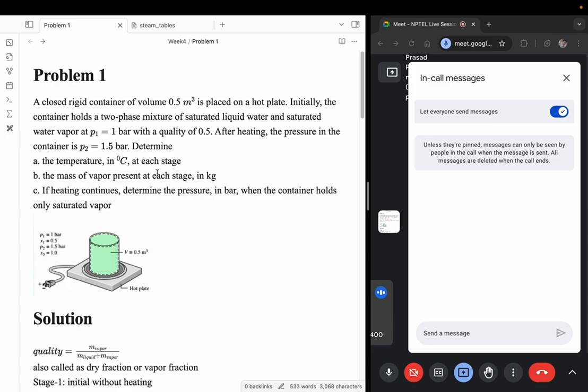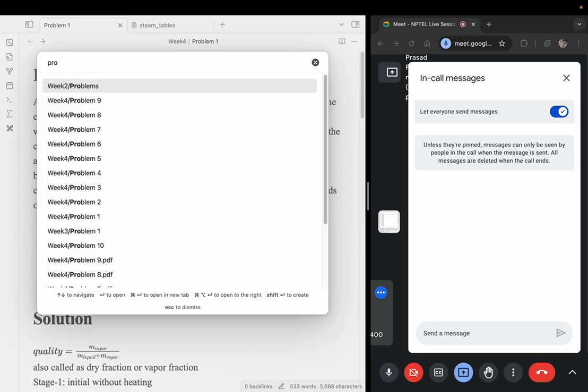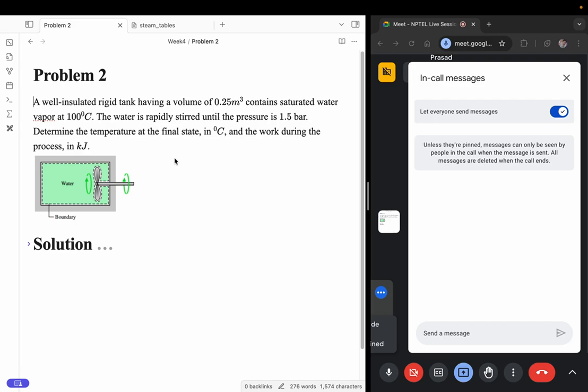Okay, we'll go to the next question. So here you have an insulated tank of a fixed volume of around 0.25 cubic meter containing saturated water vapor. So it has only vapor at 100 degrees Celsius. The water is rapidly stirred until the final pressure is 1.5 bar. Determine the temperature at the final state and the work during the process.